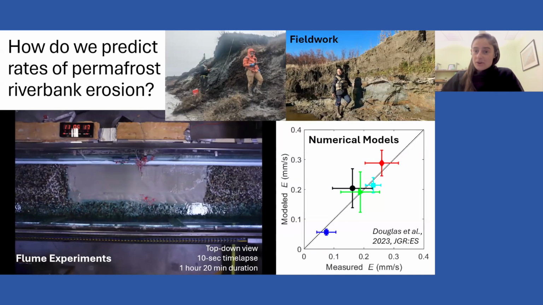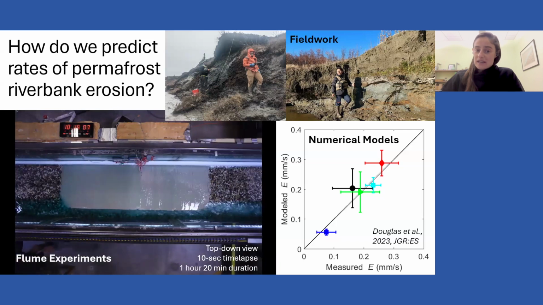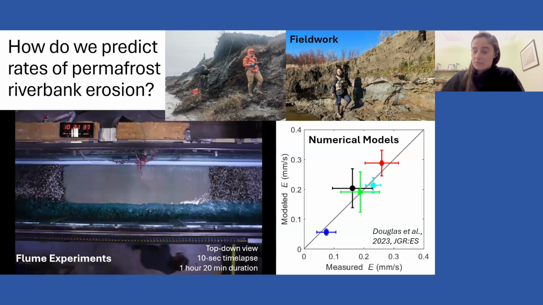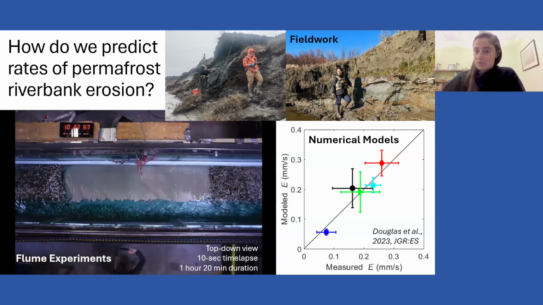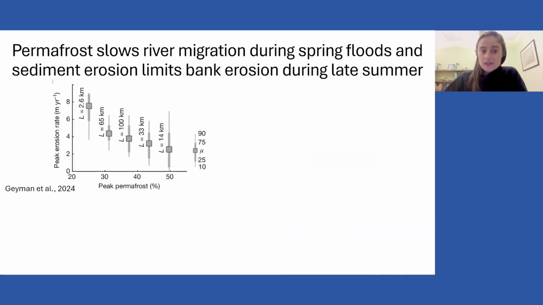In some cases, we want to run experiments to understand what will happen in the Arctic, for example, if river water temperatures warm. Then we can take these results and develop numerical models that allow us to predict how bank erosion rates occur at present and how they'll respond to the future. So I'm going to now compare some of our observations to what our models say.